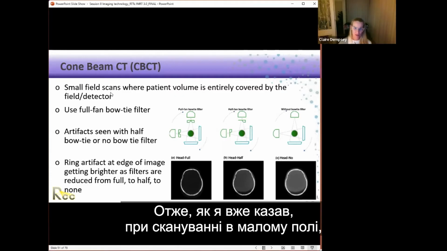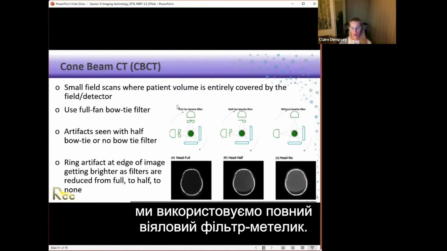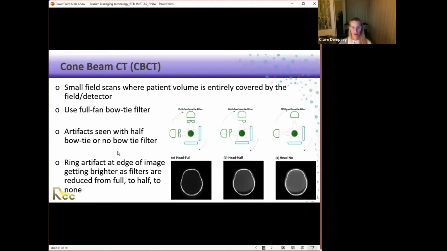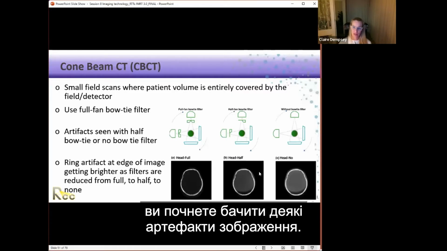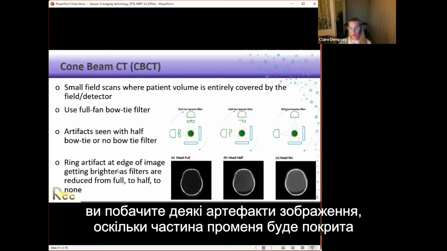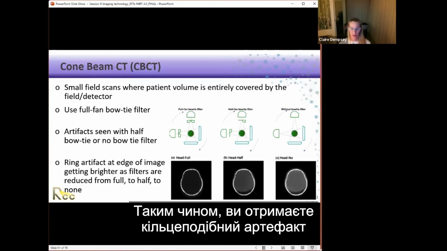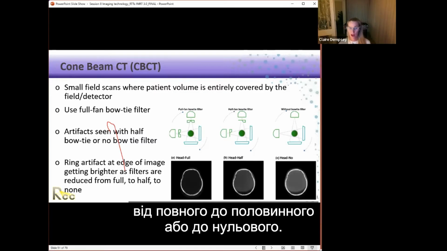Like I've said, in small field scans where the patient volume is entirely covered by the detector, we use a full fan bow tie filter, one like this. It rotates around the patient and we get this image. If you do the same thing with a half fan bow tie, you'll start to see some imaging artifacts. Or if you don't use a bow tie filter at all, you'll see imaging artifacts because part of the beam is covered by higher intensity radiation than other parts of the beam. So you'll get a ring artifact at the edge of the image, and it gets brighter as the filters are reduced from full to half to none.